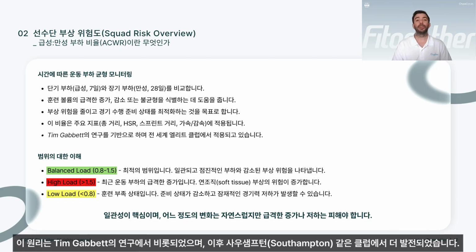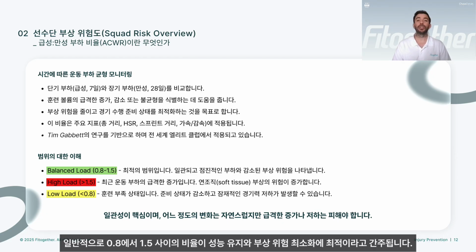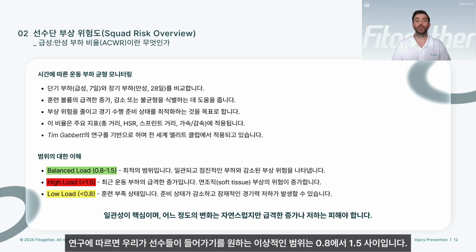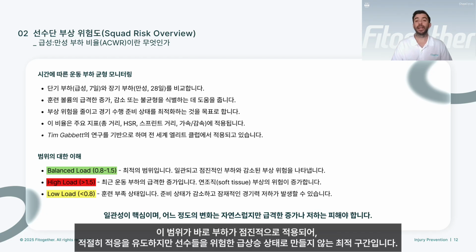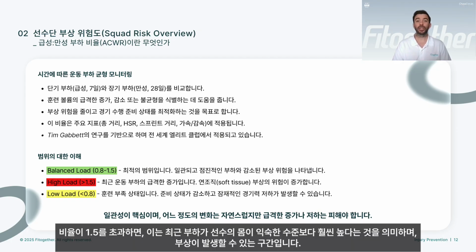The principle comes from Tim Gabbett's work and has since been developed further by clubs like Southampton, showing how ratios between 0.8 and 1.5 are generally considered optimal for maintaining performance and minimizing injury risk. Research shows that the ideal range we want players in is between 0.8 and 1.5. That's the sweet spot where load is being applied progressively, enough to drive adaptation without pushing players into risky spikes. And when the ratio climbs above 1.5, it means their most recent workload has jumped well above what their body is used to.